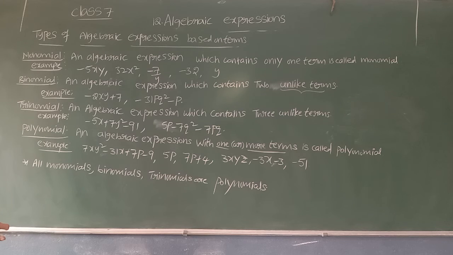If it contains three terms, what do we call? Sir, if an algebraic expression has three terms, it is called a trinomial and also it is called a polynomial. One term, monomial and also polynomial. Hope it is clear to everyone.